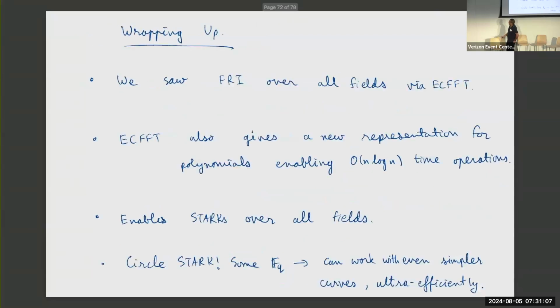Okay, great. So I'm basically out of time. Wrapping up, we saw FRI over all fields via the ECFFT. The ECFFT also gives us new representations for polynomials that allow for n log n time operations, additions, multiplications, and degree computations simultaneously, which was previously only possible for very special Fq's. This enables STARKs over all finite fields, and you will see in an upcoming talk Circle STARK, where one can work with even simpler curves in a super efficient manner, which also leads to nice improvements.